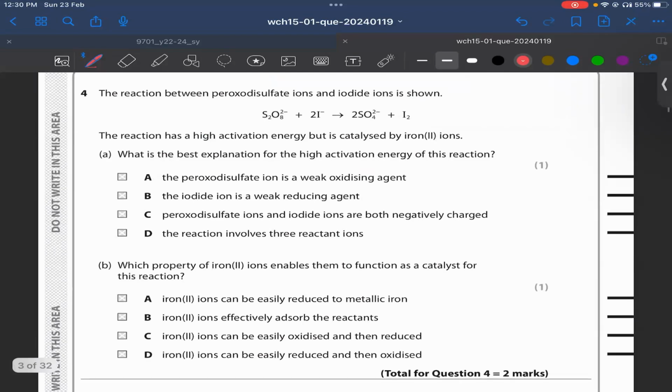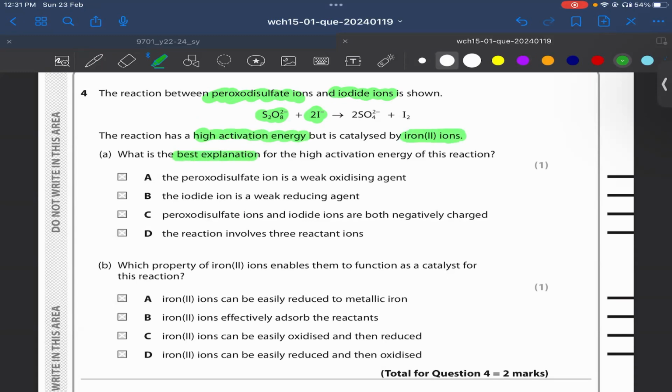Yes. All right. Now the next question is the reaction between peroxodisulfate ion and iodide ions is shown. They've given us this reaction between peroxodisulfate ion and iodide ion. If you remember, we have discussed it in homogeneous catalysis, right? The reaction has a high activation energy, but it is catalyzed by iron 2 ions. What is the best explanation for the high activation energy of this reaction? Yes, why is the activation energy high for this reaction?